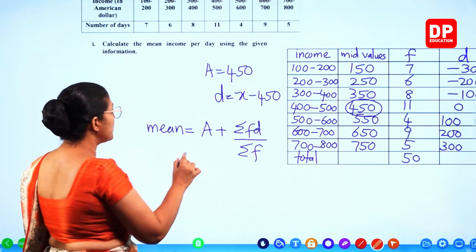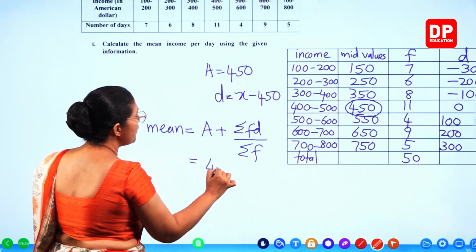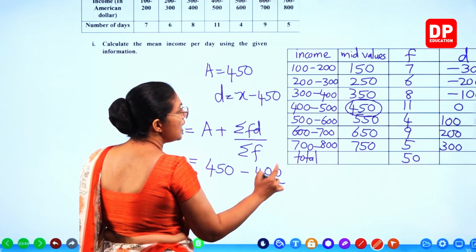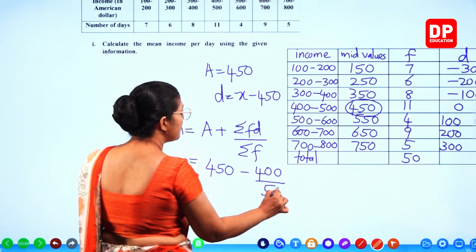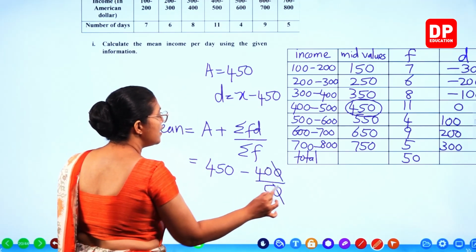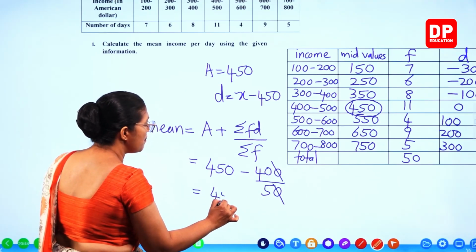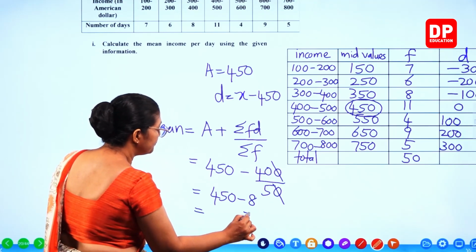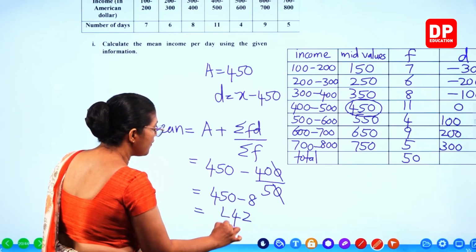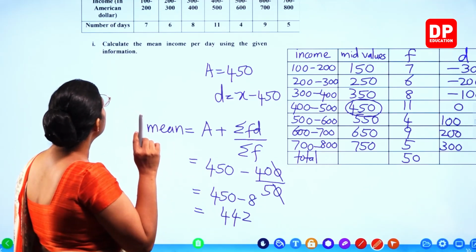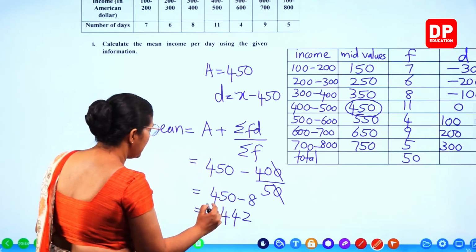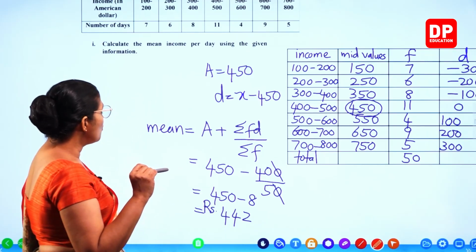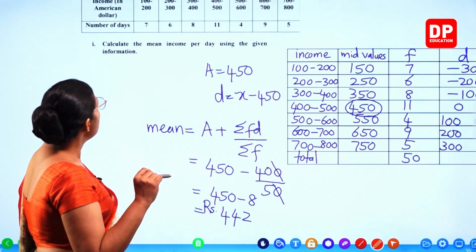Sigma is the total. Assumed mean is 450 and we got minus 400 as the total FD and total frequency is 50. So when you simplify here, you get 450 minus 8. So what's the value? 442. So what's that? Mean income per day. This is about income. So 442 rupees is the mean income per day.